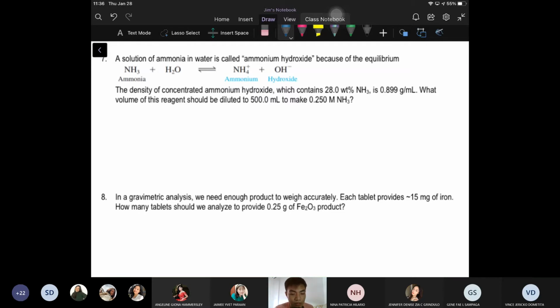Kapag yung ammonia kasi nilagay mo sa tubig, naging ammonium ion yon and hydroxide anion. So, pwede magsama yon into ammonium hydroxide. Okay? So, that's basic kasi may hydroxide.